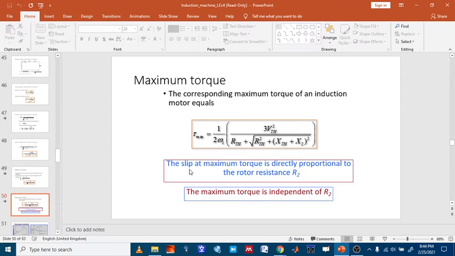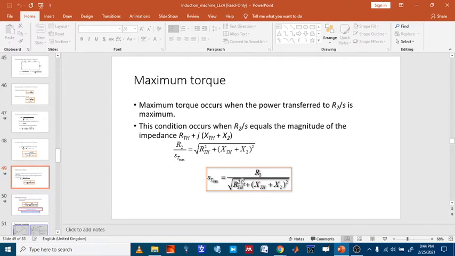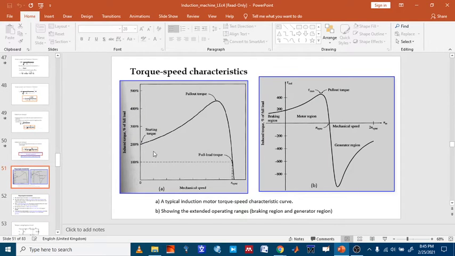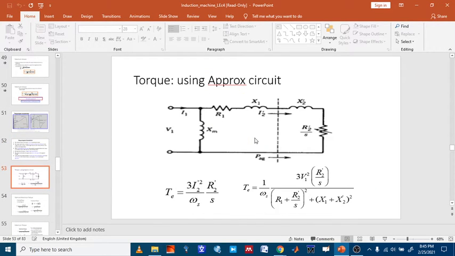They are saying that the slip at maximum torque is directly proportional to the rotor resistance. The maximum torque is independent of R2. T max does not depend on R2. As you can see, there is no R2 in the equation. The torque equation part here is not relevant, so forget about this part. Use the approximate circuit, the same as the Thevenin circuit. Use that one, consider that one.